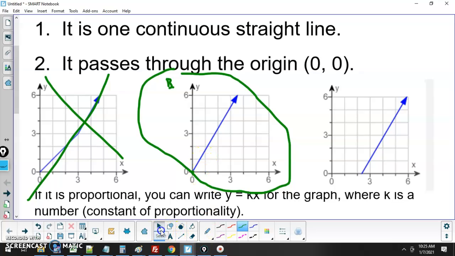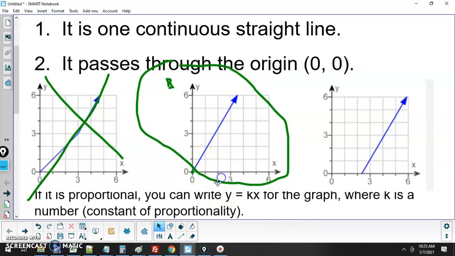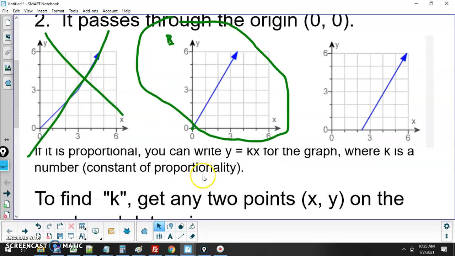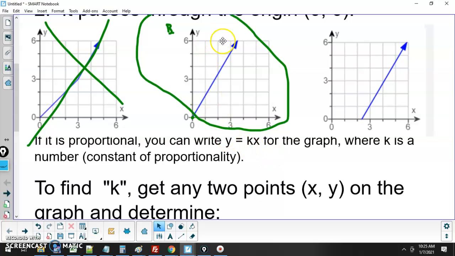Now, that's the first part of the lesson, if you can figure out which graphs are proportional. But if it is a proportional graph, you can actually write an equation directly from the graph, okay? And that equation will look like what we were doing in the last lesson, y equals k times x, where k is that number called the constant of proportionality. Y and x are variables, so you want to leave them as letters unless you're trying to solve a particular y or a particular x case.